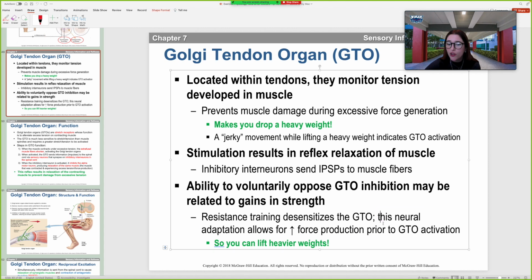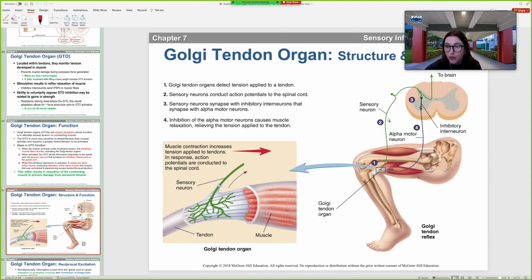This is a neural adaptation that allows for increased force production prior to GTO activation, right? So you can lift heavier weights before your GTO kicks in and says, hey, I think we should slow this down, right? And this is a neural adaptation because it's happening through neurons and sensory neurons and whatnot.